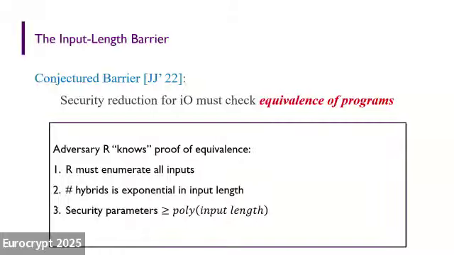They conjecture that there exists some folklore barrier towards efficient I/O called the impedance barrier. Specifically, they claim that the security reduction for I/O must check the functional equivalence for two programs. Thus, the number of hybrids is exponential in the impedance. As a result, each hybrid can only tolerate exponentially small security loss, and the security parameter should be made as large as a polynomial in the impedance.